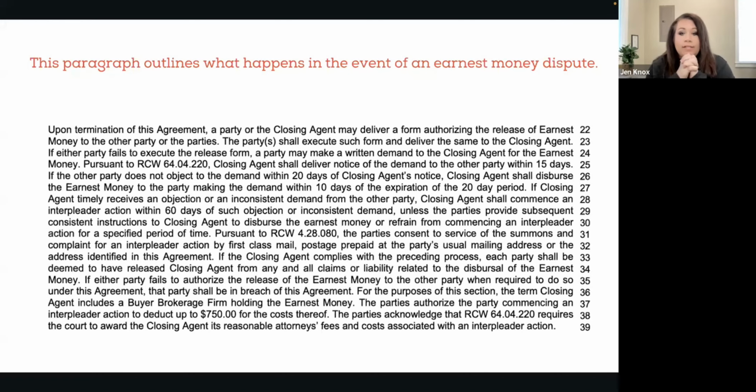It outlines what you should be expecting. I know the interpleader amount has gone up from 500 to 750, but again, in a different class on terminations, we'll go over this in more detail. The important thing to know is that if you are terminating and you need to demand earnest money from escrow, you should do it immediately. And the escrow resolution of where that money is going does need to be done within 20 days.